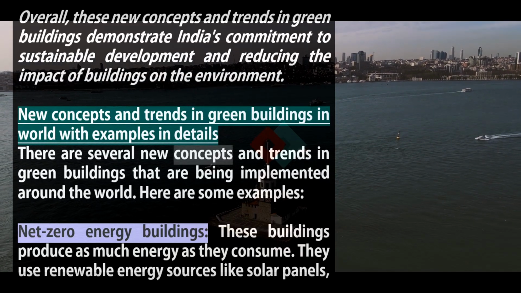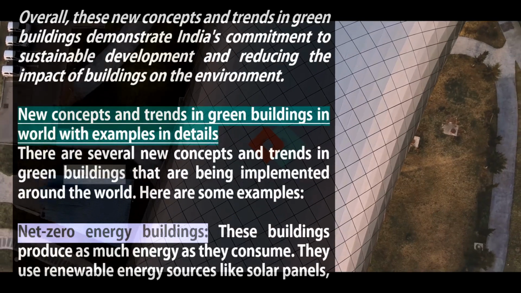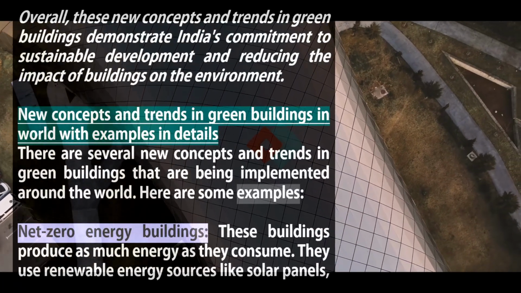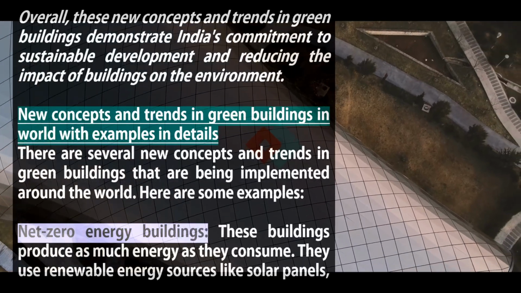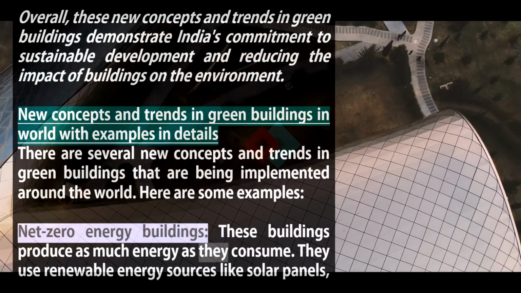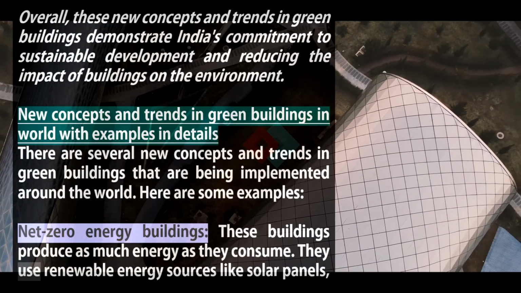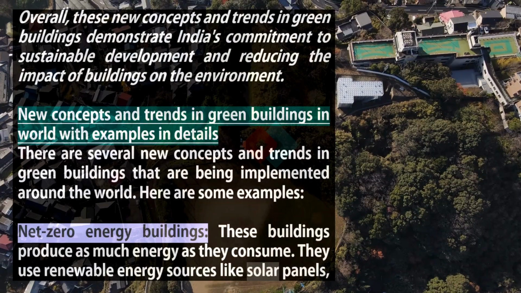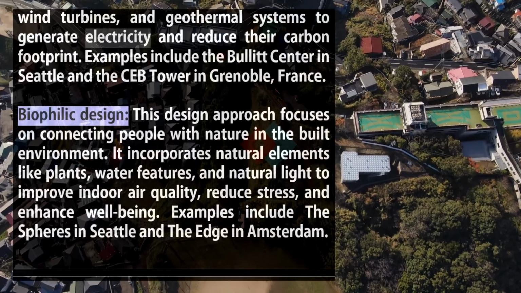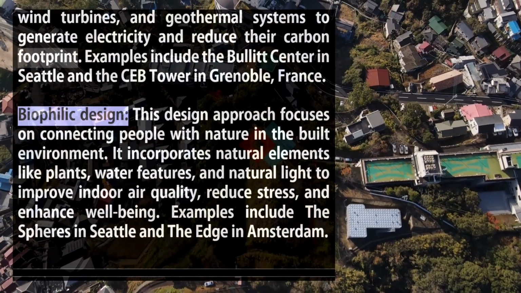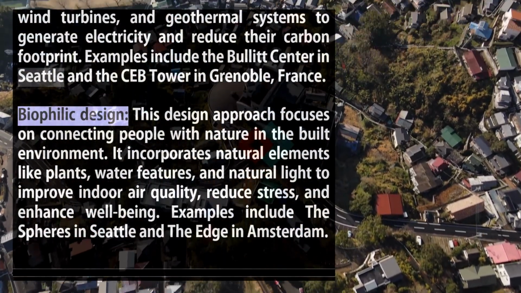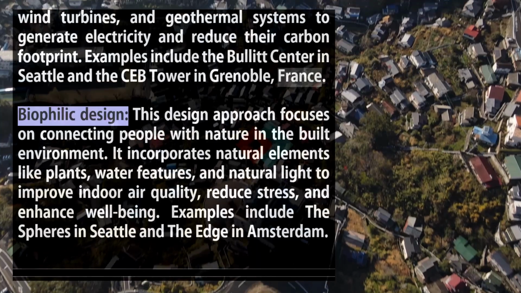There are several new concepts and trends in green buildings that are being implemented around the world. Here are some examples. Net zero energy buildings. These buildings produce as much energy as they consume. They use renewable energy sources like solar panels, wind turbines, and geothermal systems to generate electricity and reduce their carbon footprint. Examples include the Bullitt Center in Seattle and the CEB Tower in Grenoble, France.